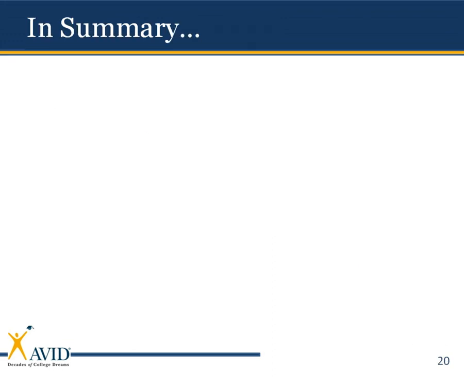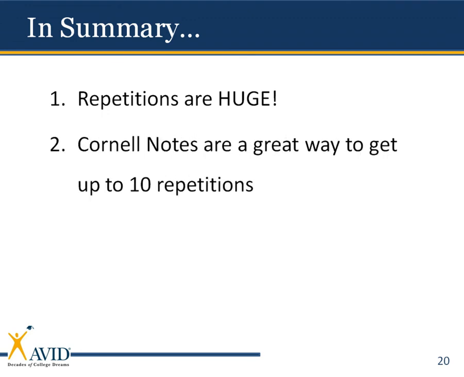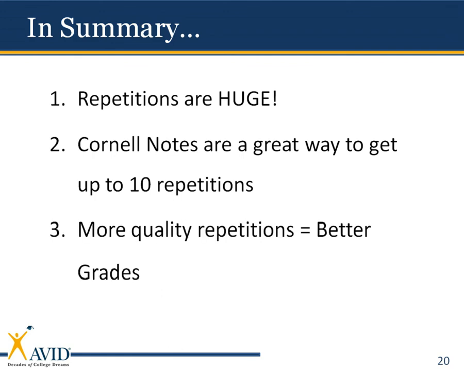So in summary, what have we learned here today? First off, that repetitions are huge. It's the only way that anybody learns anything. Number 2, Cornell notes are a great way for you to get up to 10 repetitions of information. And why is that important? Because number 3, the more quality repetitions you get, the better your grades are going to get. Not just doing the steps to do the steps, but actually taking the time and going through those repetitions well, you're going to start seeing an increase in your grades.